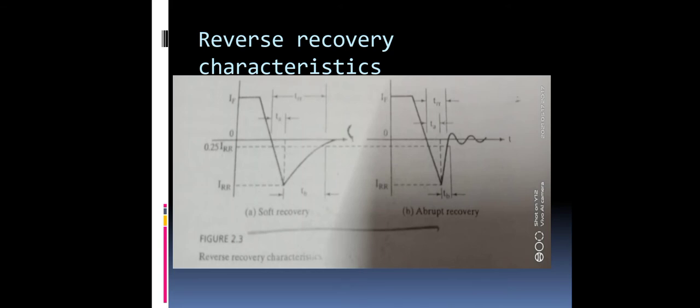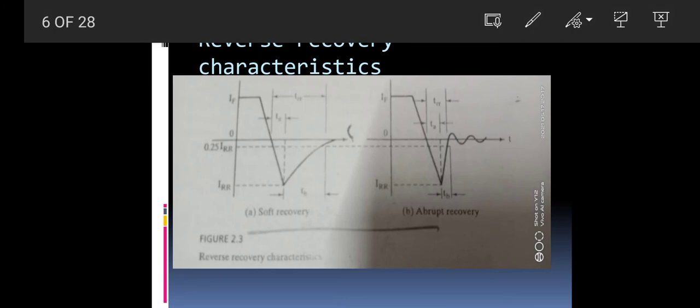TB is due to the charge storage in the bulk semiconductor material. The ratio TB upon TA is known as the softness factor. It is a main part of soft recovery. It relates to the total recovery time TRR and the peak value of reverse current IRR, and it depends on TA and TB.